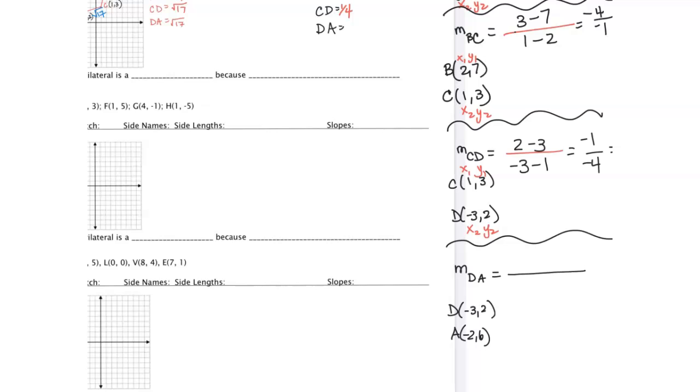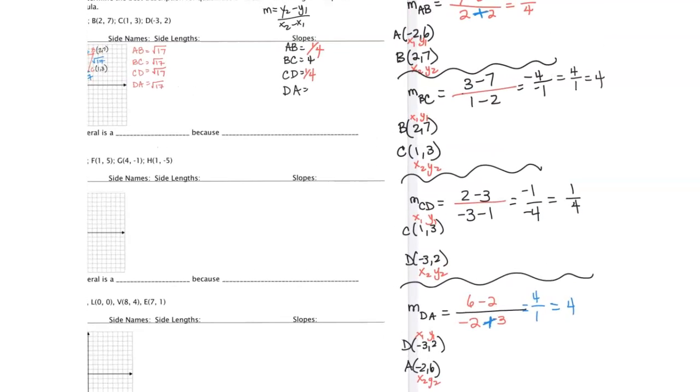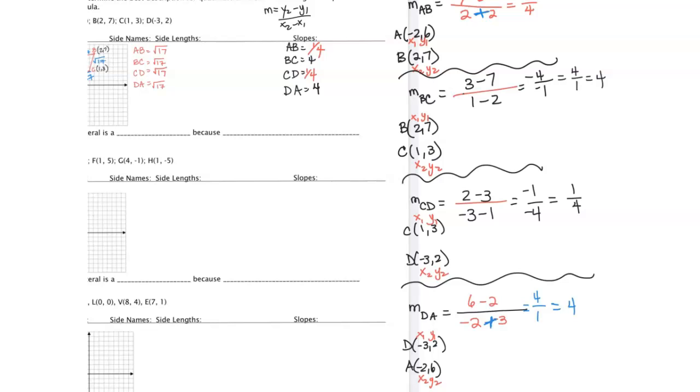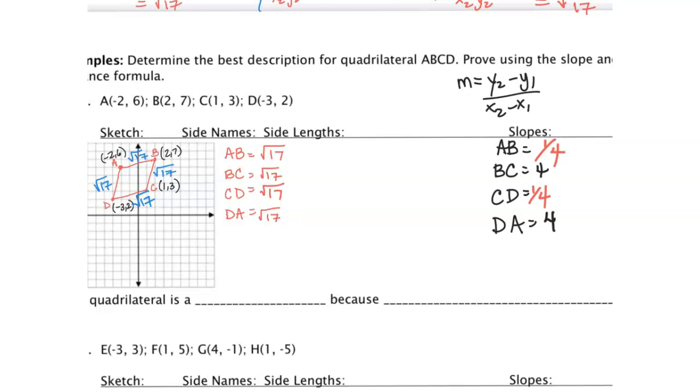So we label our points x1, y1, x2, y2, and we'll have 6 minus 2 over -2 minus a -3. 6 minus 2 gives us 4. And then -2 minus a -3 is the same as -2 plus 3, which is 1. So that's 4 over 1, which equals just 4. So here, our slope of DA is 4. So we have our 4 slopes. AB is 1/4, BC is 4, CD is 1/4, and DA is 4.